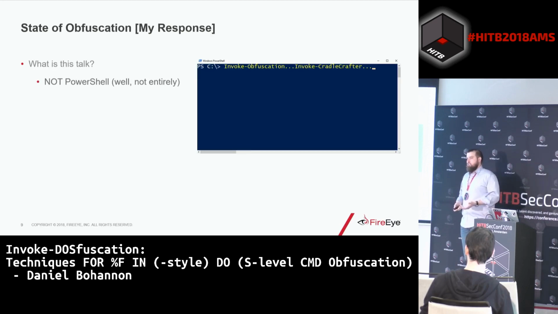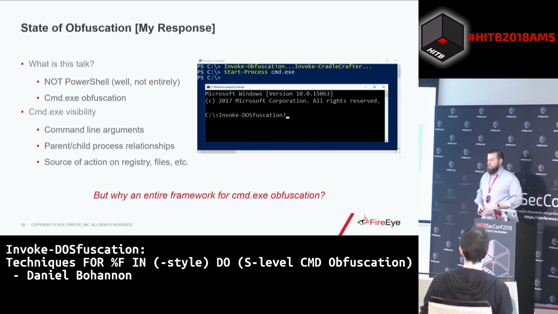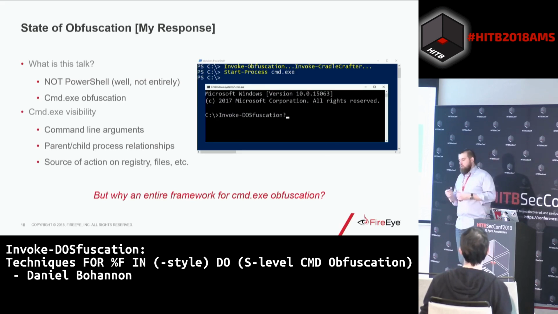So my response to all this is, again, to try to enumerate a problem space that we start to see, that we've already seen attackers taking baby steps in, and then enumerating that as best I can to basically create our own detections, and then sharing that research with the community so that others can also go about detecting it. So this is all about cmd.exe obfuscation.